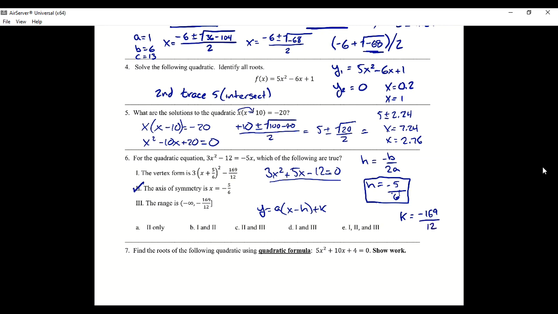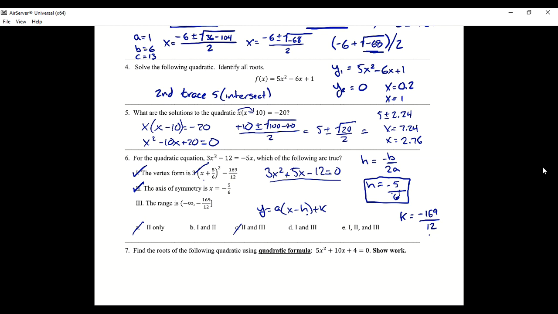So if we look at our vertex form here, our a value comes straight across as our 3, x minus h, so flip the sign, negative 5/6 becomes plus 5/6, that's good. Minus or plus k, k is a negative 169/12, this is negative 169/12, correct. So all we have left is our range from negative infinity to infinity. Now if we look down here, we can eliminate this answer, we can eliminate this answer, because we know 1's involved. Range is negative infinity to negative 169/12.